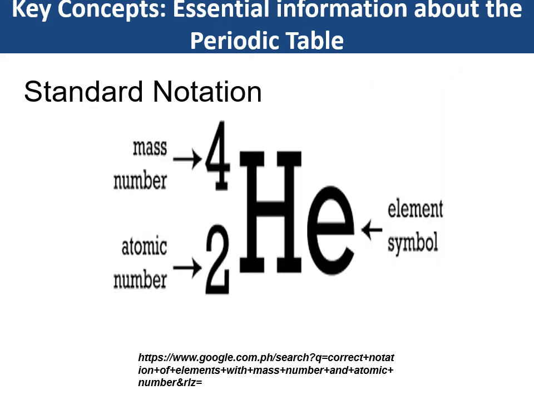Next one is standard notation. Dito sa ating standard notation, pinapakita yung ating element symbol. For example, this is helium. Ang kanyang element symbol is capital letter H and small letter e. Ang kanyang mass number is 4 and atomic number is 2. Maliwanag ba yan, class? Kung wala na kayong tanong dyan, let us continue.